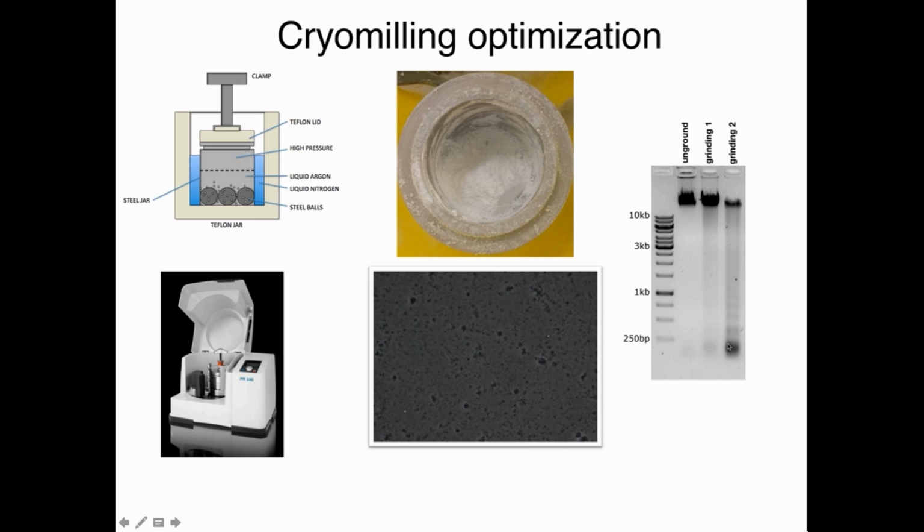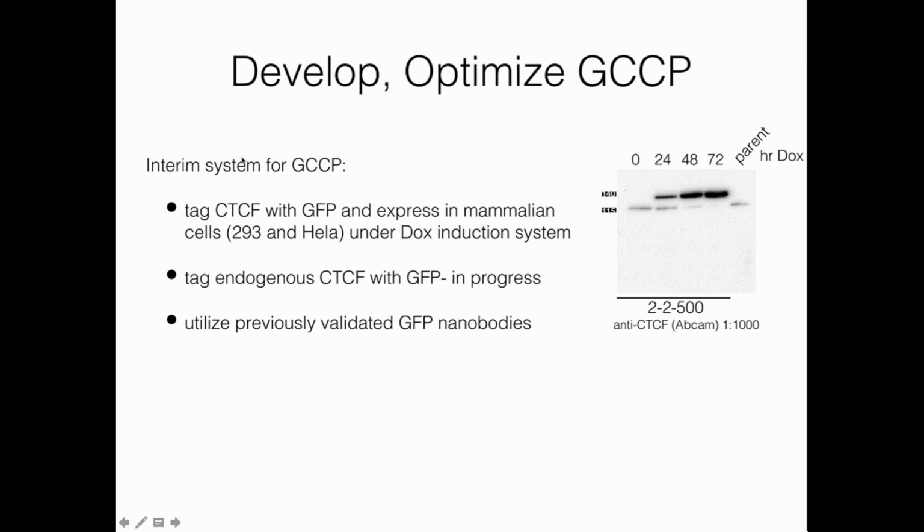So the interim system for this protocol that we want to optimize: we tag CTCF on the C-terminus with GFP, and we express it under a DOX-inducible system in 293 cells. On the right panel, you can see that after 24 hours of induction, on the top, the GFP-CTCF levels are still higher than the endogenous, but it's titratable based on the amount of time that we incubate with DOX. In the meantime, we're also going to tag the endogenous CTCF with GFP using Cas9, and because we're tagging everything with GFP, we're going to use GFP nanobodies for our pull down.